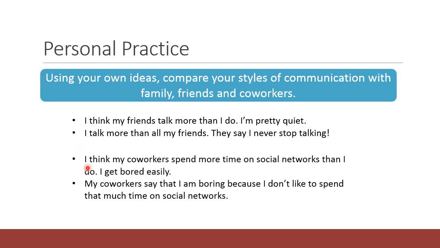Another example. I think my coworkers spend more time on social networks than I do. I get bored easily. My coworkers say that I'm boring because I don't like to spend that much time on social networks. So here, as you can see, we have in every example two different ways to say the same. But at the end, the idea is the same. So now the task for you is to practice comparing your styles of communication with family, friends, and coworkers.